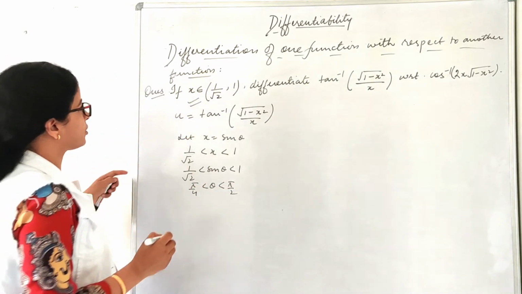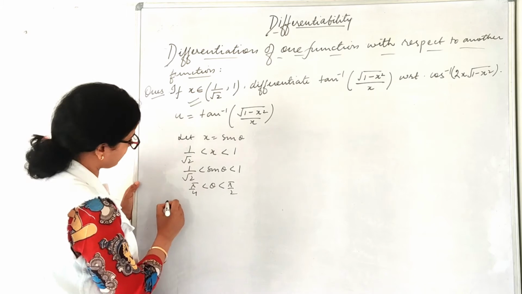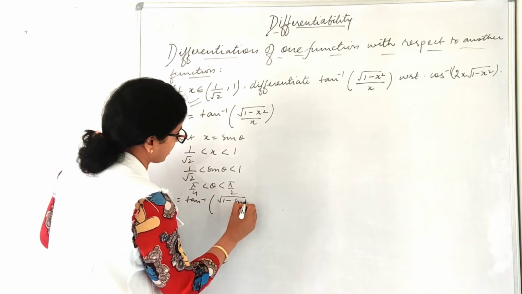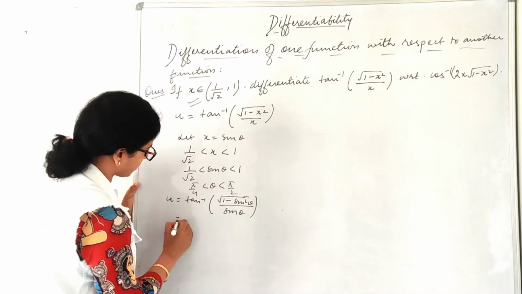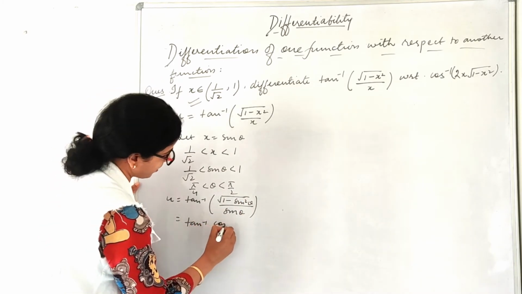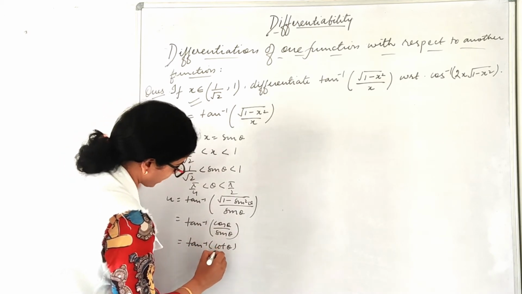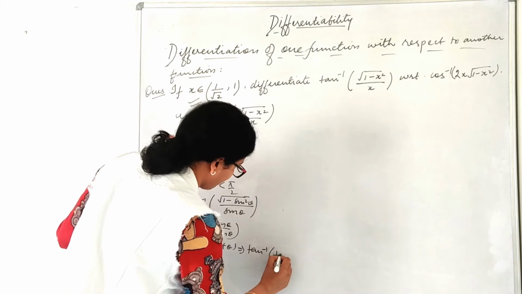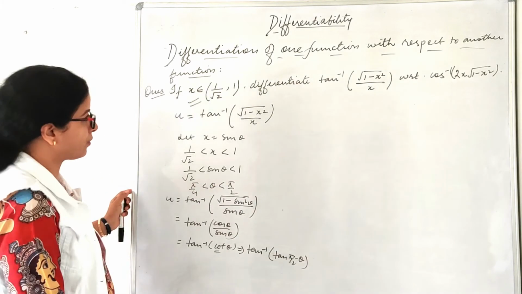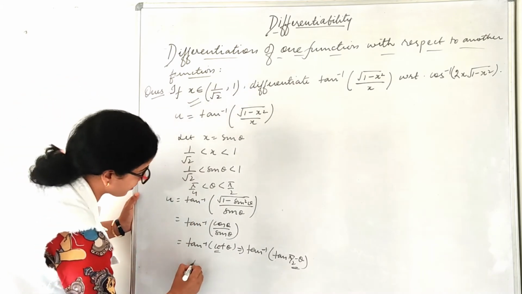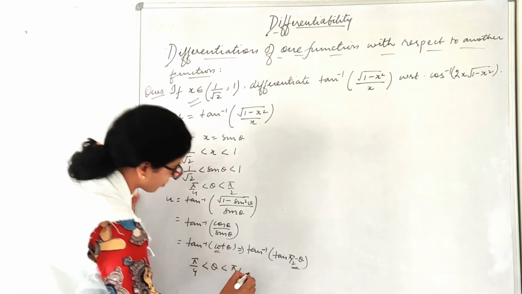Now let us simplify this part. So what I am getting is u is equal to tan inverse root 1 minus sine square theta by sine theta, right? Which is equal to tan inverse cos theta by sine theta, which is nothing but equal to tan inverse cot theta. So I can change this to tan inverse tan pi by 2 minus theta. Now I have to check where this angle lies. So here my theta is between pi by 4 and pi by 2, right?